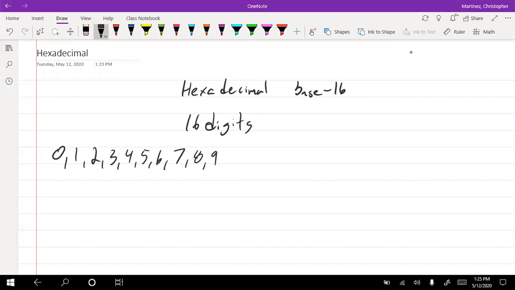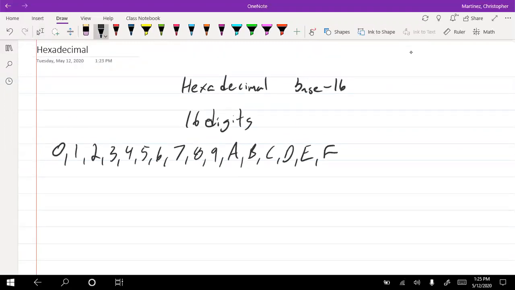So that's 10. So we need to get an extra 6 in. The way we're going to get the other 6 is we're going to start using letters. It's any way you want to. You can use capital letters. You can use lowercase. There is no common convention. So I'm going to use capital letters. So I'm going to say it's A, B, C, D, E, and F.